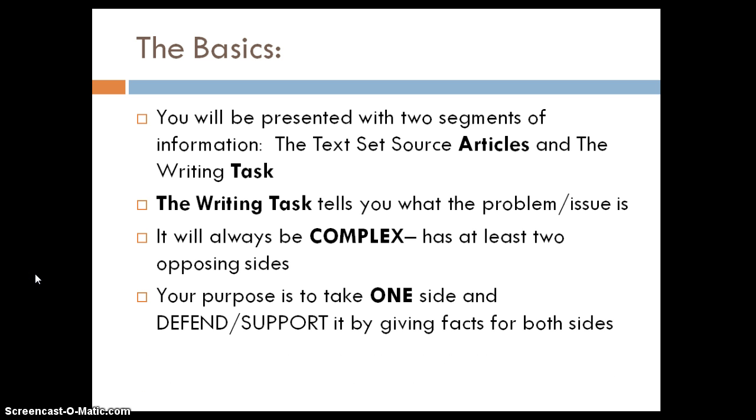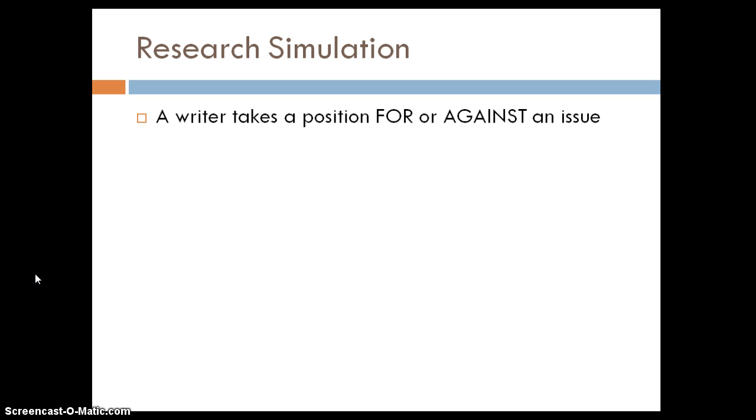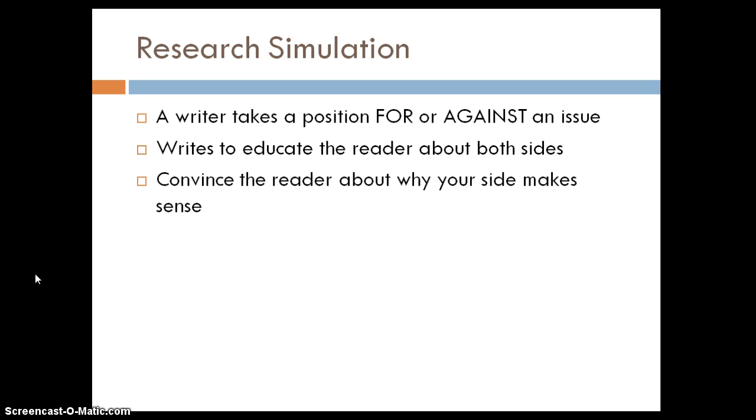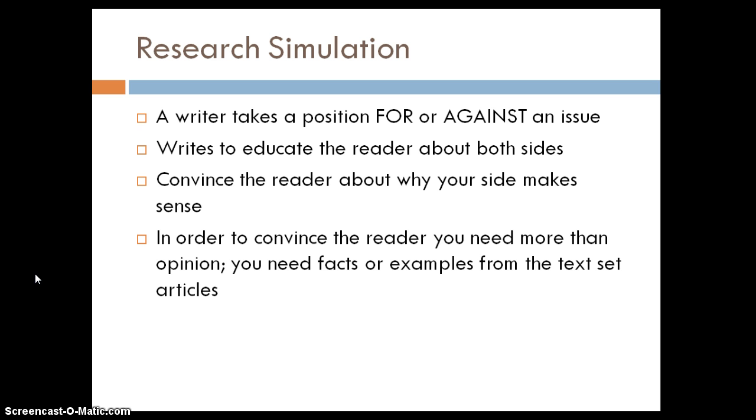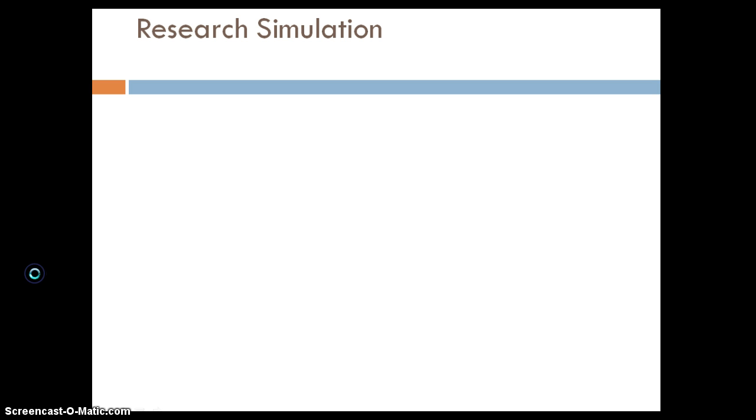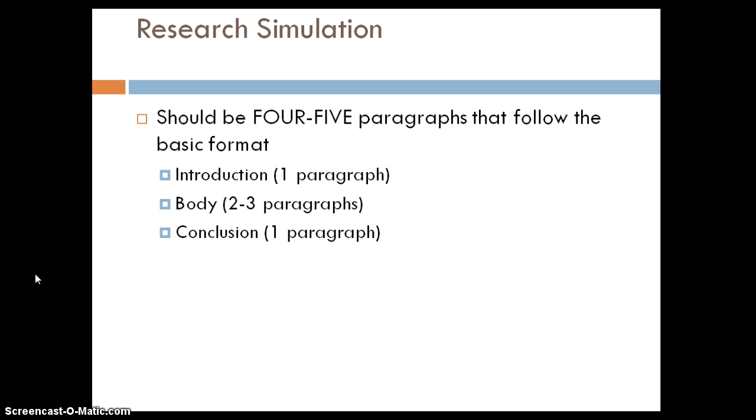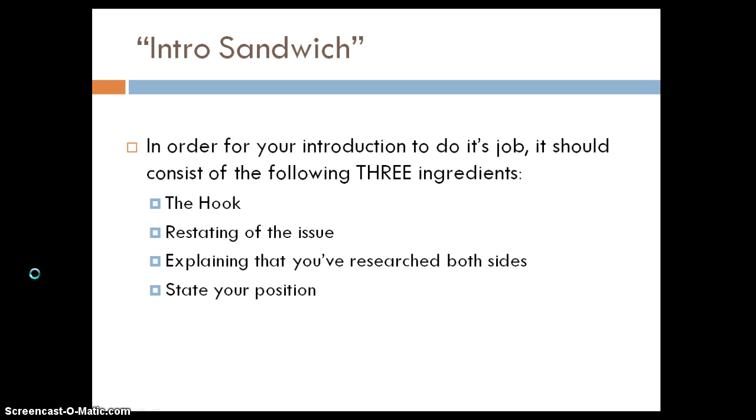And your purpose is to just choose one side and defend it and support it by giving facts for both sides. So you're going to be either for or against the issue. You're going to write to educate the reader about both sides, convince them why your side is the one that makes the most sense, and you need more than just your opinion to do that. Like I said, you have to have facts and examples from the text set. So it should be 4 to 5 paragraphs in total. The introduction is 1, 2 to 3 body paragraphs, and 1 conclusion.